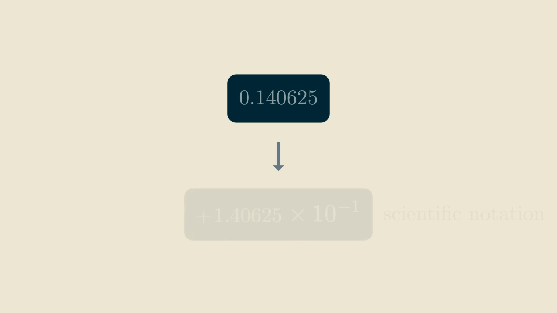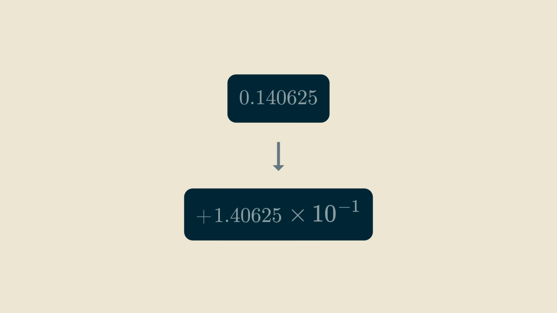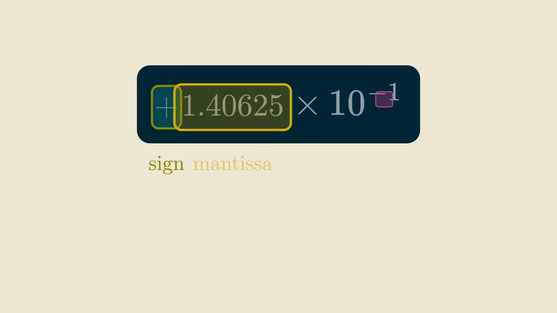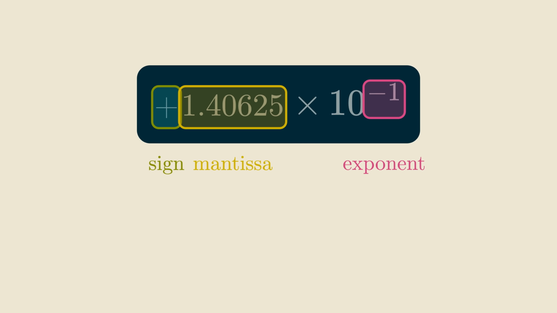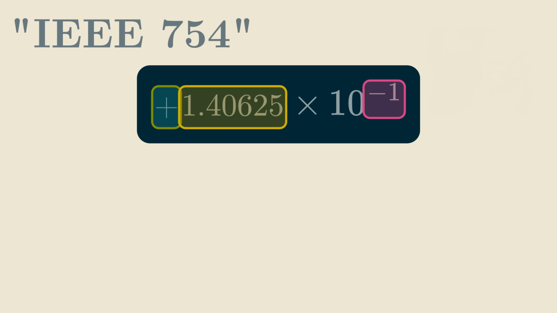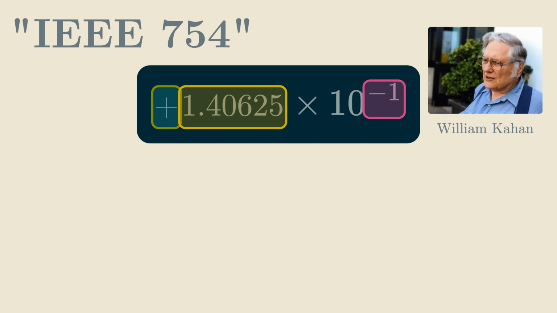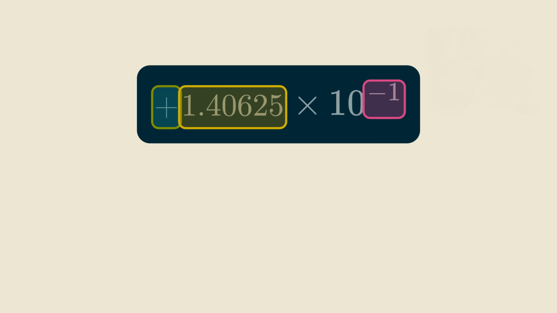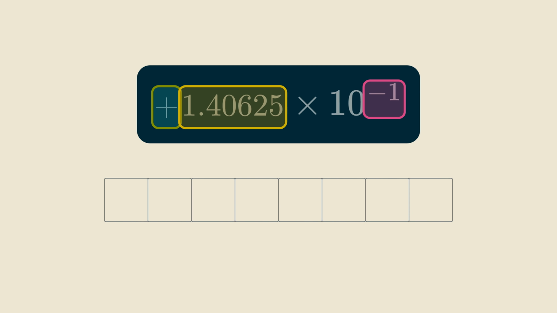When we write down real numbers, we sometimes use scientific notation. In that notation, we first write the sign, then the mantissa, and then the exponent. An old IEEE standard from the 1980s by William Kahan and others defines how to store all this information in a single block of bits. Here are the details for the 8-bit version called minifloat. Usually you would use 32 or 64 bits, but for clarity we're going to use just 8 here. The ideas are the same.